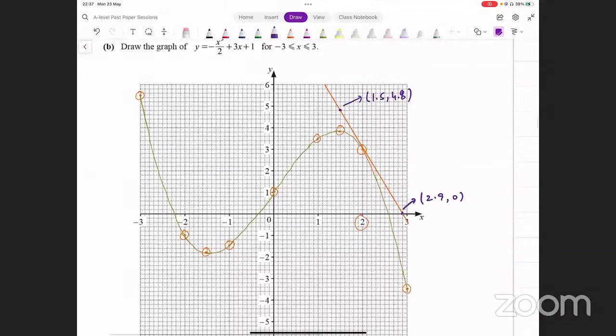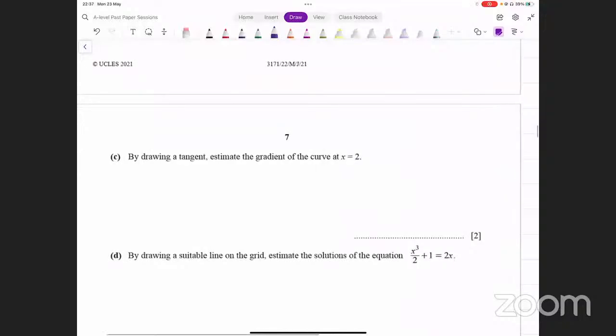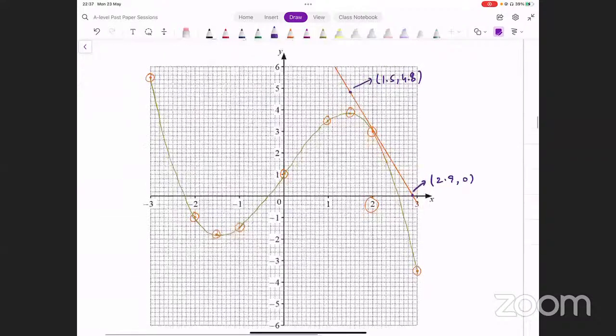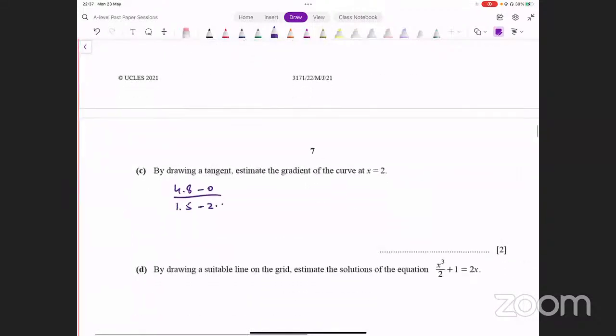So I've got these 2 points, and now I can calculate the gradient of the tangent, y2 minus y1 over x2 minus x1. Let's do that. 4.8 minus 0. So calculation यहाँ पे कर लेते हैं. 4.8 minus 0 and 1.5 minus 2.9. ये evaluate कर लें calculator से and see what you get from that. 4.8 divided by 1.4, and that is giving me minus 3.43. So that's what you can write there. That's minus 3.43. That's the gradient that I'm getting.